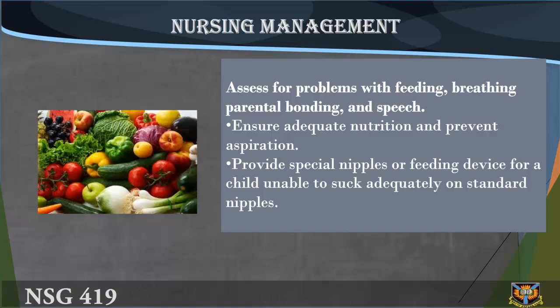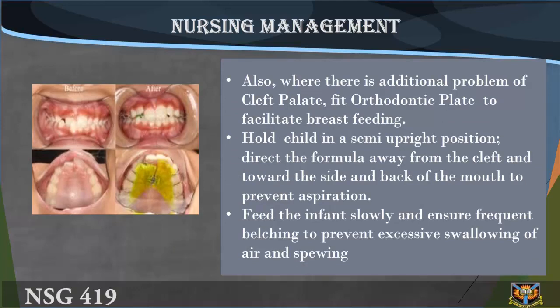Nursing management. Assess for problems with feeding, breathing, parental bonding, and speech. Ensure adequate nutrition and prevent aspiration. Provide special nipples or a feeding device for a child unable to suck adequately on standard nipples. Also, where there is the additional problem of cleft palate, an orthodontic plate may be fitted to facilitate breastfeeding.